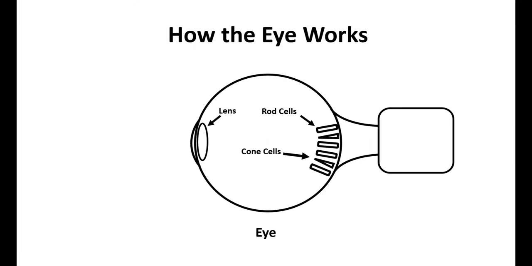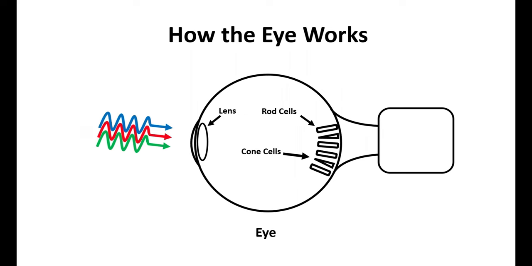So to illustrate how this works, let's consider a red light wave that hits the front of the eye. After passing through the lens, the light wave interacts with the red sensitive cone cell at the back of the eye. Signals are sent from these cells to the brain, where the brain interprets this as a red vision. The same thing happens with blue light and with green light.